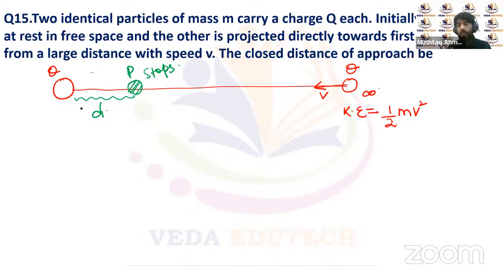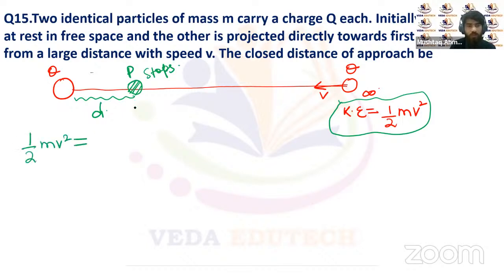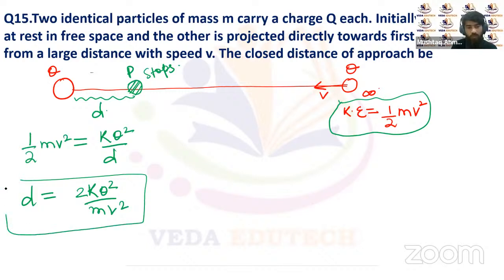So at this distance of the closest approach, the total kinetic energy of this charge will be converted into the potential energy between these two charge systems. Or we can say that half mv square will be equal to the potential energy of these two charges at the closest approach, that will be kq square upon d. So the distance of closest approach will be equal to kq square upon half mv square, that is, 2kq square upon mv square.